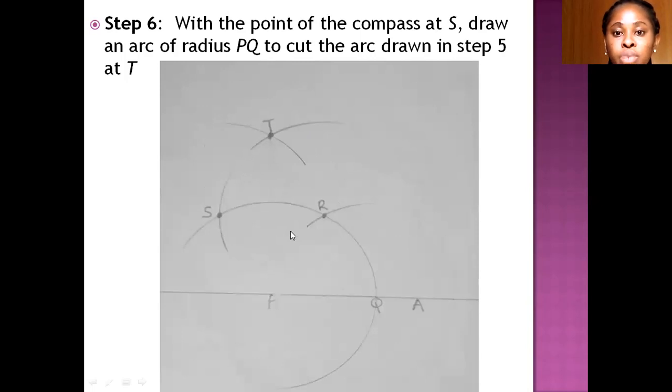Step six, place the compass on X. At R we drew an arc, now draw another arc with the same radius PQ. The point at which the two arcs meet, name it T.